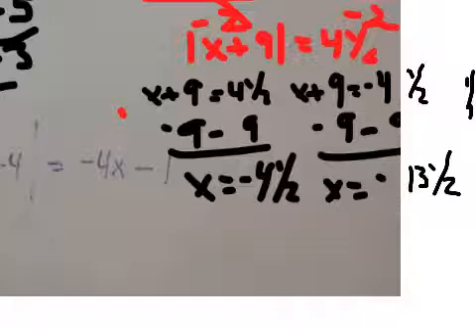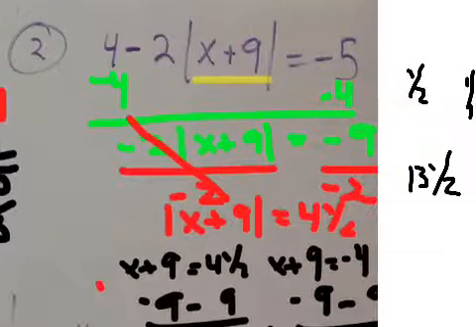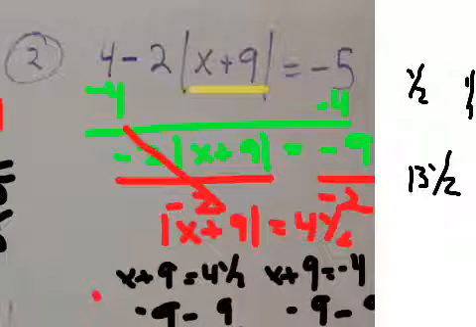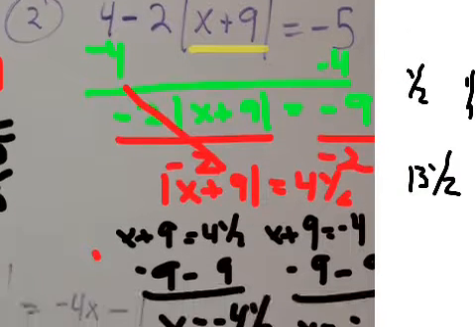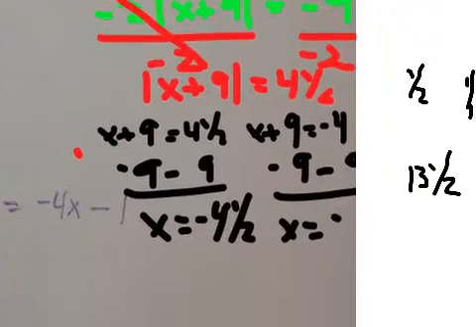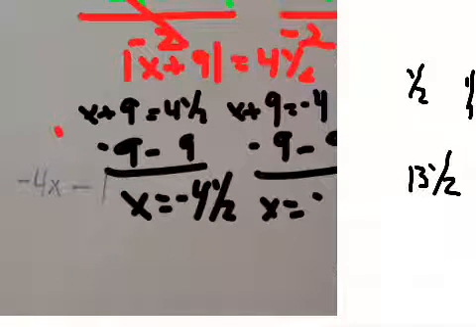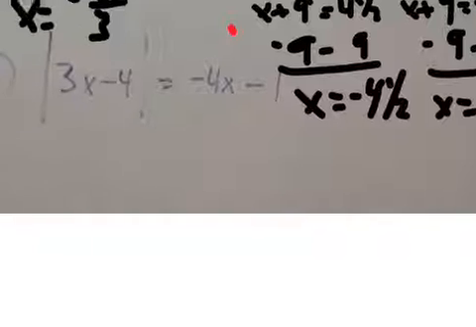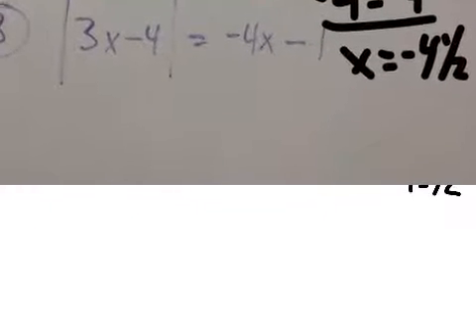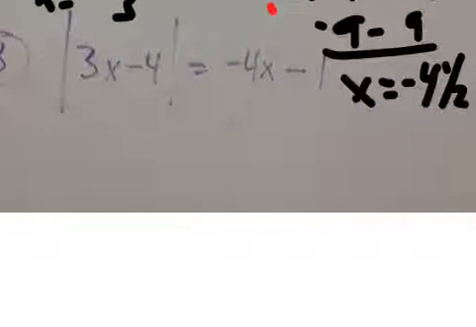So what were the steps there? When you go back and look, we had to isolate the absolute value so it was by itself. We did that by subtracting 4 on both sides. We did that by dividing by the negative 2 until we got to here, that the absolute value of x plus 9 equals 4.5. And then we separated it into the two separate equations. Okay? Now, last one looks like a doozy. It is kind of a doozy.